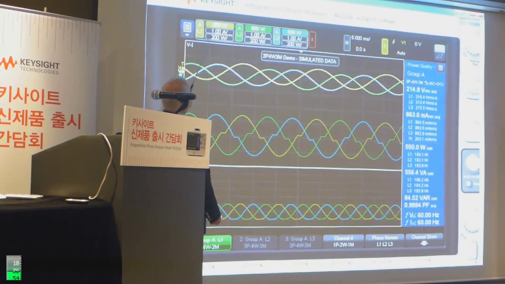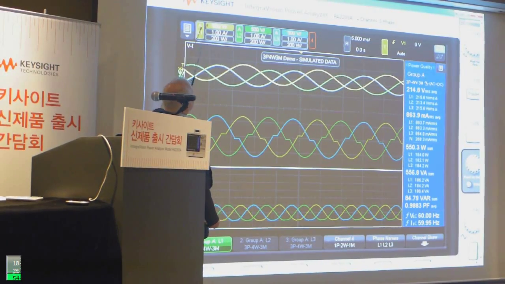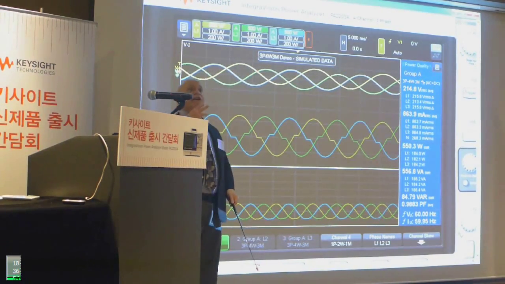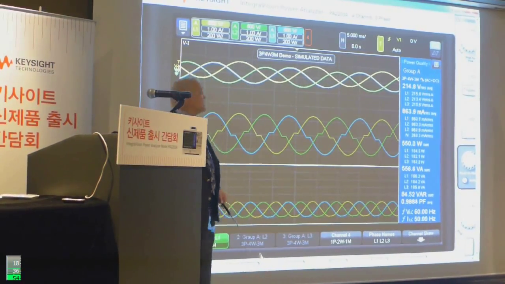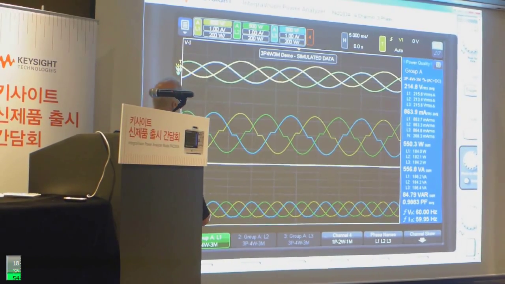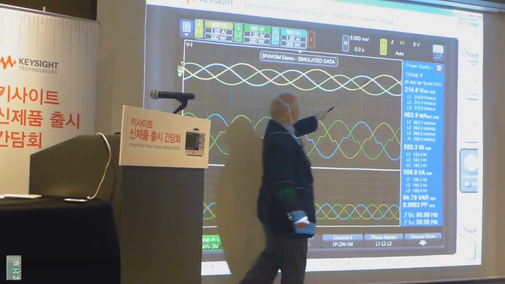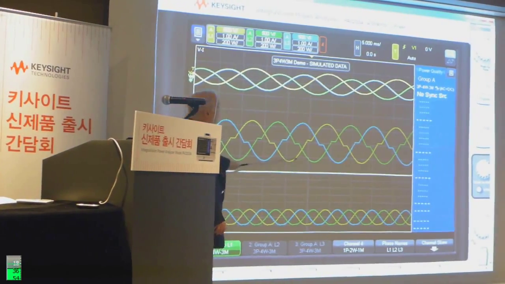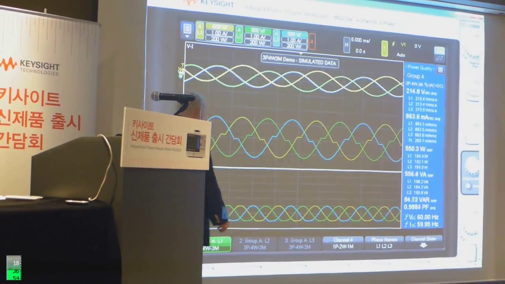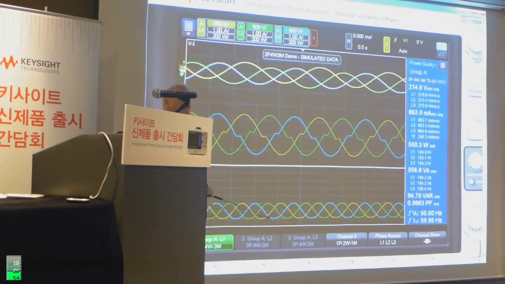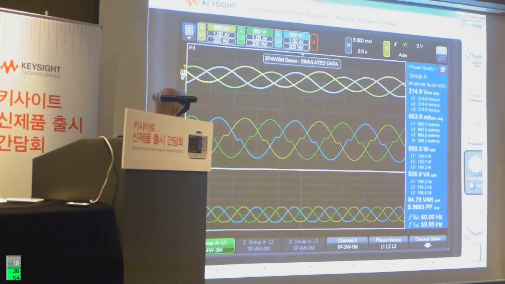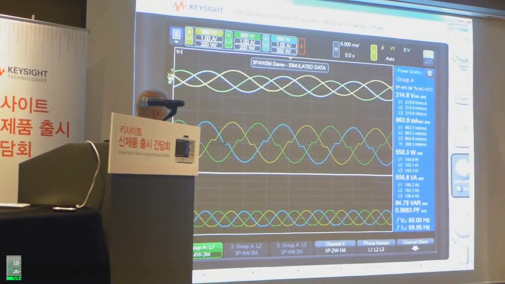Now, in this case, we're looking at 3 channels: the yellow channel, the green channel, and the blue channel. And these represent the 3 AC phases. So we have phase 1 in yellow. This is the voltage on phase 1. Yellow here is the current on phase 1. And then the yellow down here is the power on phase 1. Similarly, the green, voltage, current, power, and the blue, voltage, current, power.